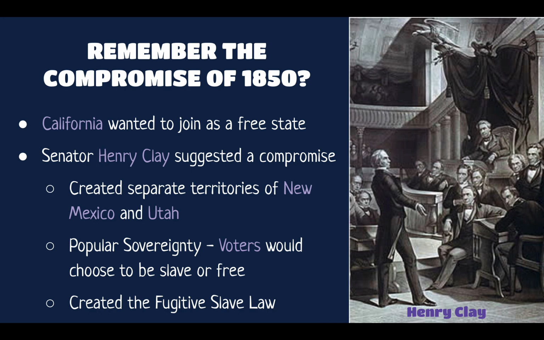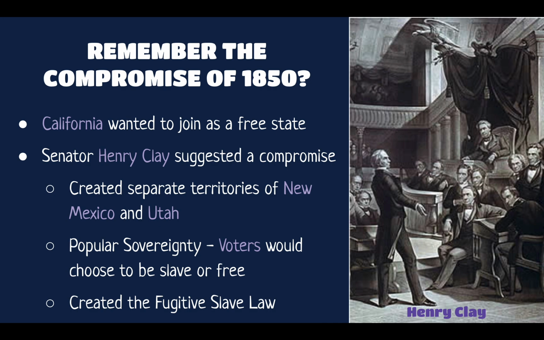So Senator Henry Clay suggested a compromise which would add two new territories, not states but territories, and that those two new territories would allow for popular sovereignty, where the voters in those territories would decide whether or not they would allow slavery. One piece of that Compromise of 1850 was the Fugitive Slave Law, and that's what we're going to focus on in this lesson.